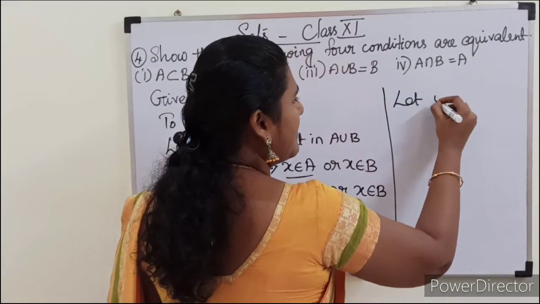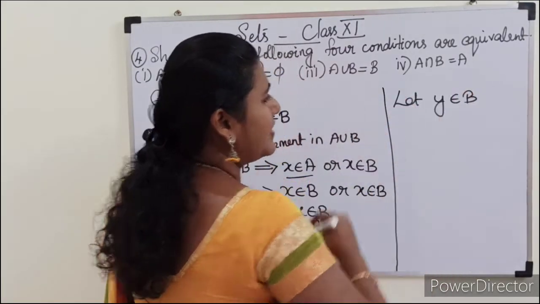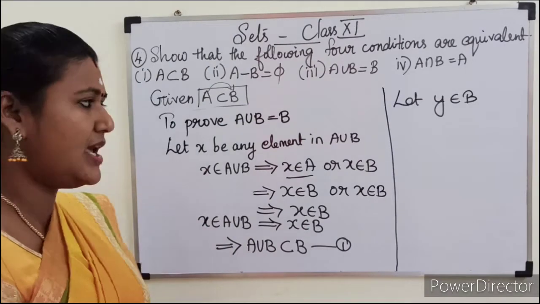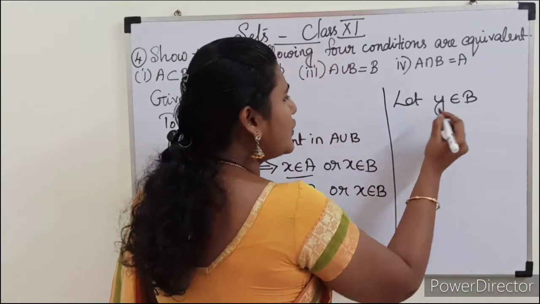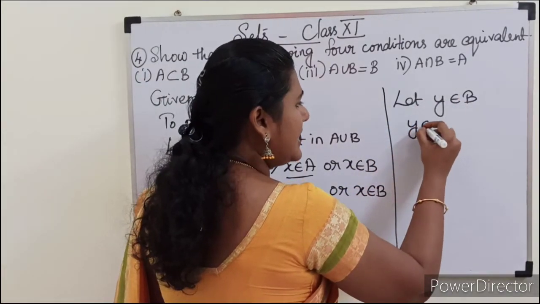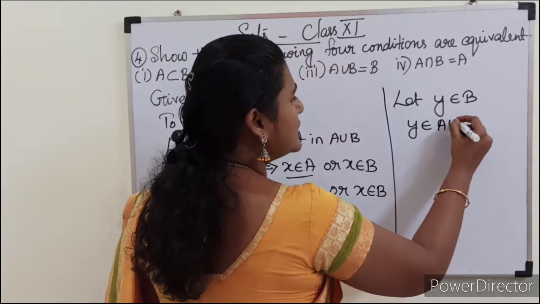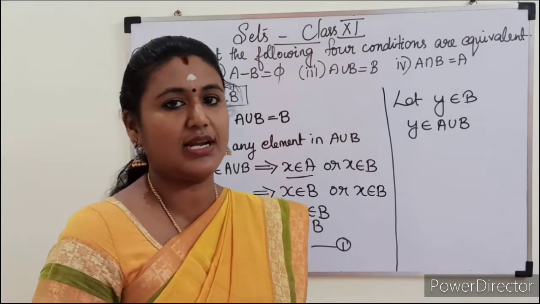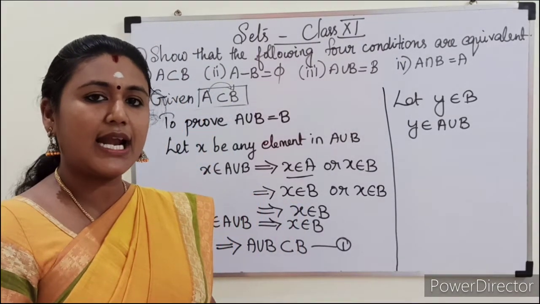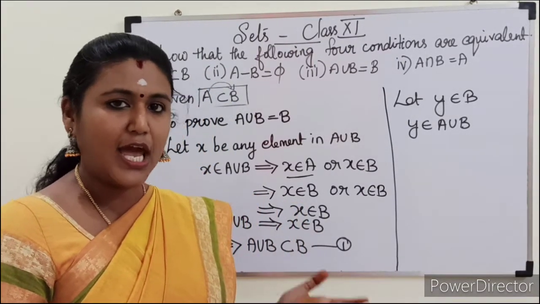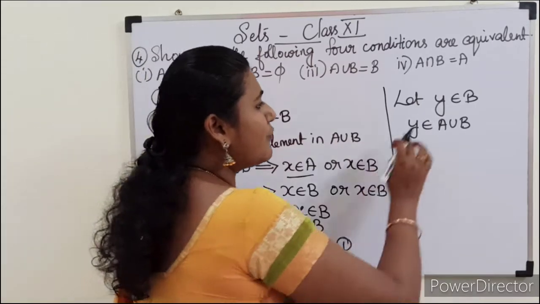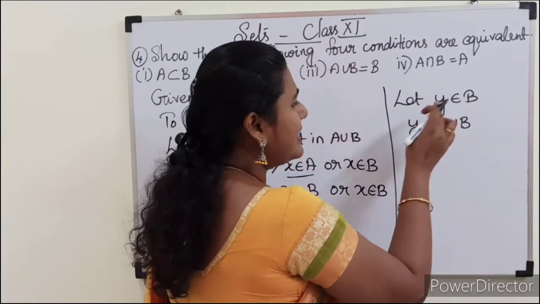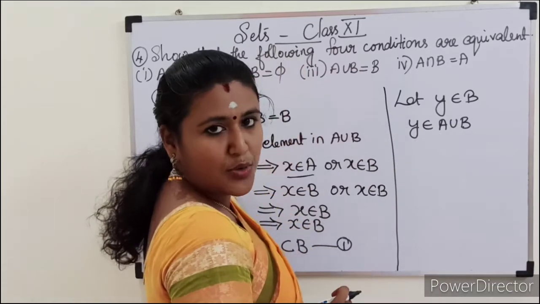Let another element y belong to B. We will take another arbitrary element in B. So y belongs to B. Then definitely y belongs to A union B, because by the definition of union of sets, the union is the collection of all the elements of A or B. So if y is an element of B, then definitely y belongs to A union B.